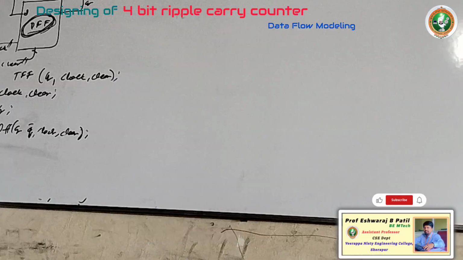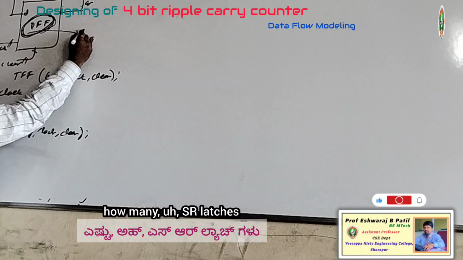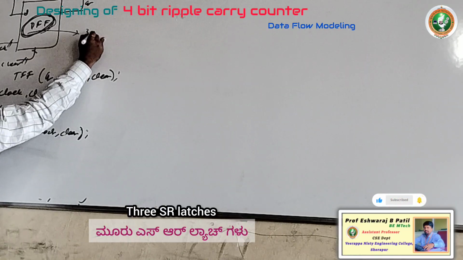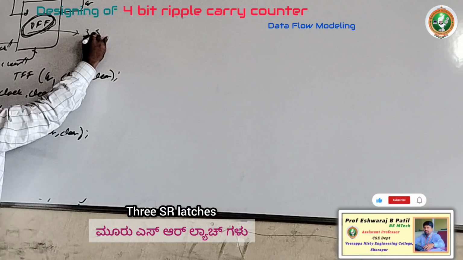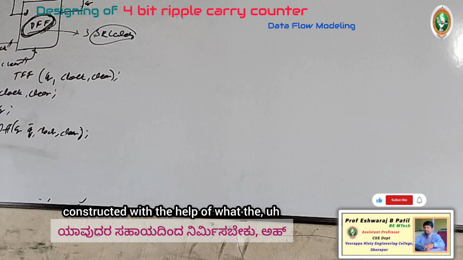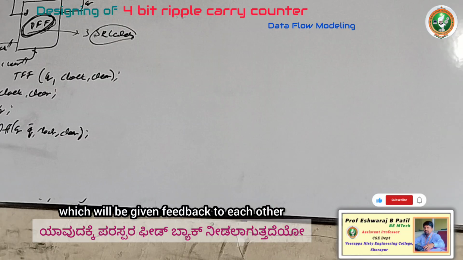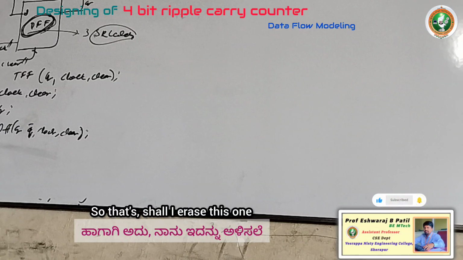Three SR latches. Latches are level triggered, but the D flip flop itself is designed with the help of how many SR latches? Three SR latches. The SR latch is to be constructed with the help of two NAND gates, which will be given feedback to each other.